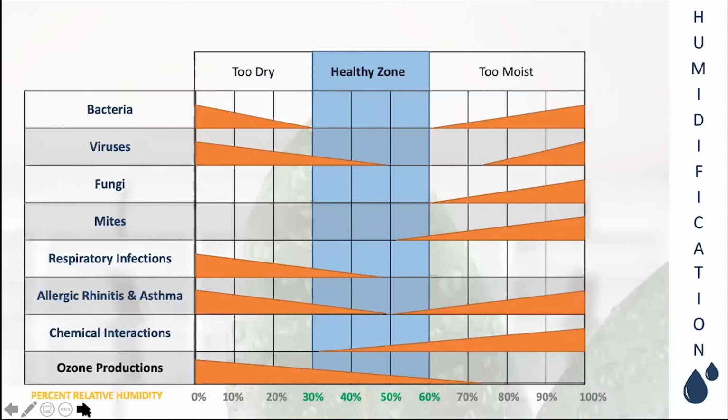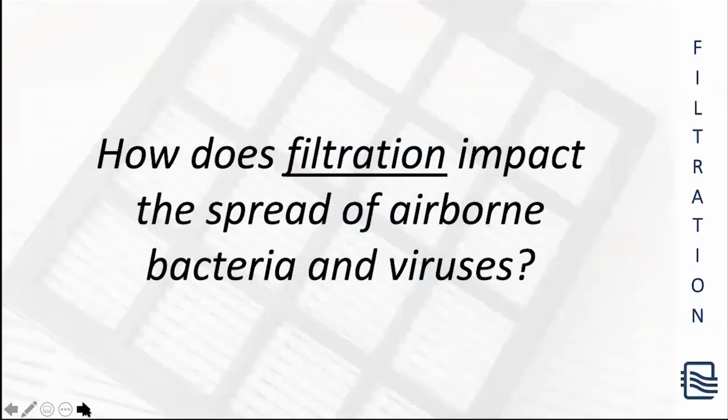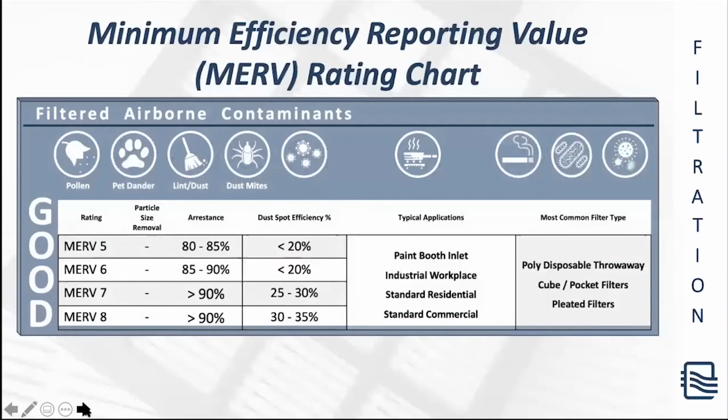So between ventilation being the first thing that ASHRAE recommends and humidification being the second, the third aspect of indoor air quality that ASHRAE recommends to be addressed is air filtration. So how does air filtration impact the spread of airborne bacteria and viruses? Now, in order to understand that, let's go back to the very first slide where we talked about the size of the particle. The coronavirus particle is 0.12 microns, a very, very small particle.